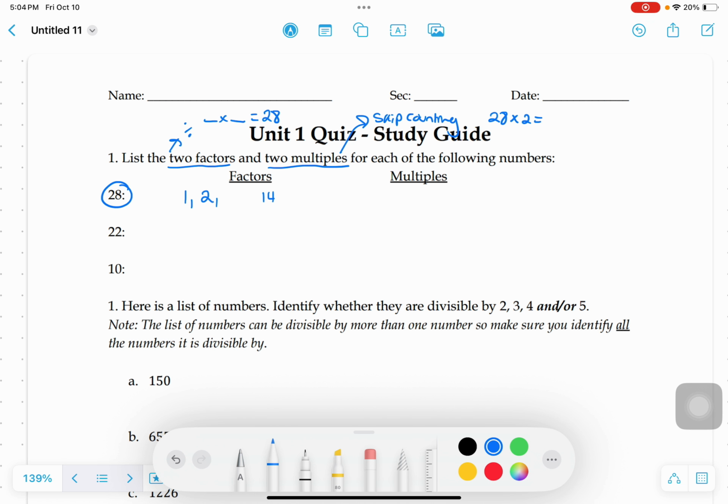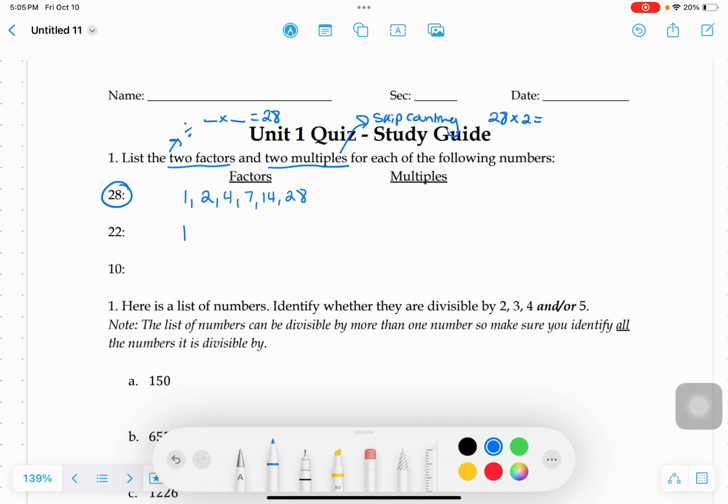All right. Then what's another number that might divide 28? Well, 4 can divide 28. If I divide 28 by 4, I get 7, so that's another factor. And of course, 28 is a factor of itself. 28 can divide 28.